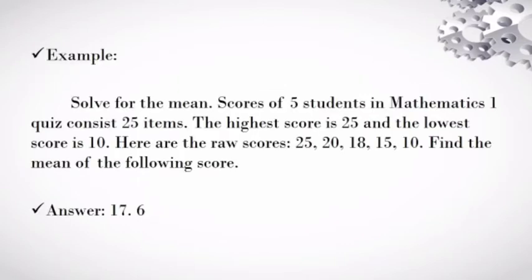Example: solve for the mean. Scores of 5 students in Mathematics 1 quiz consist of 25 items. The highest score is 25 and the lowest score is 10. Here are the raw scores: 25, 20, 18, 15, and 10. Find the mean of the following scores. If you use the formula, the result will be 17.6. So the mean is 17.6.